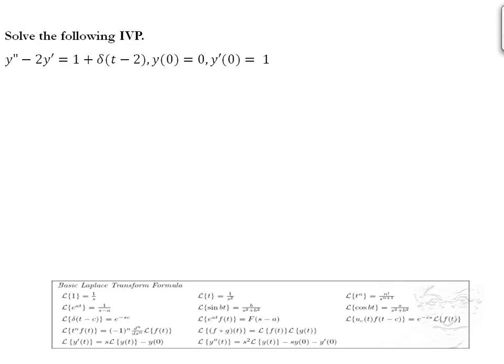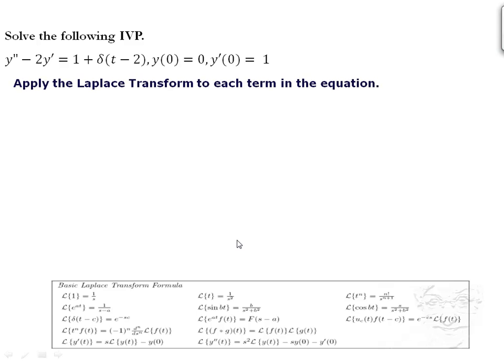We want to start by applying the Laplace transform to each term in the equation. And that'll give us the Laplace of the second derivative of y minus 2. Notice that I've taken out the coefficient. Minus 2 times the Laplace of y prime equals the Laplace of 1 plus the Laplace of delta of t minus 2. So for the Laplace of the second derivative, we look in our formulas.